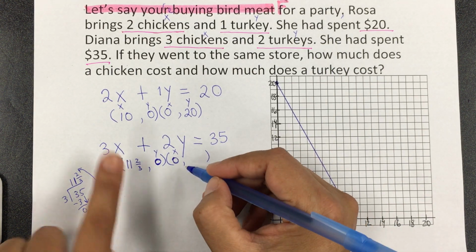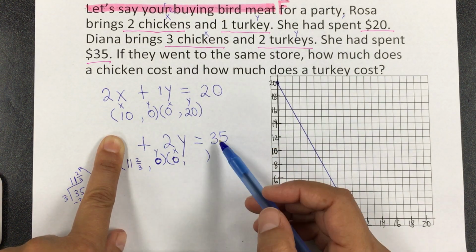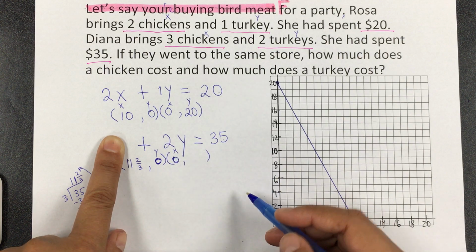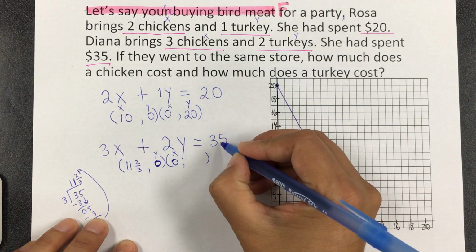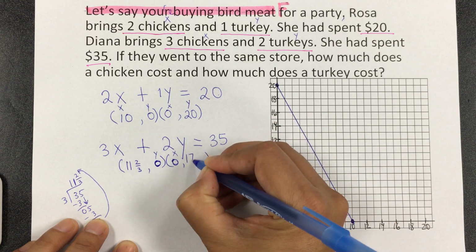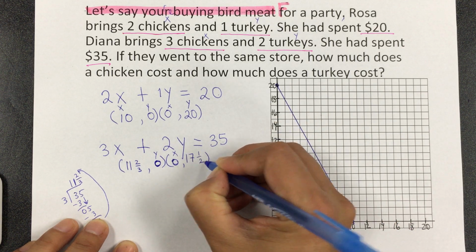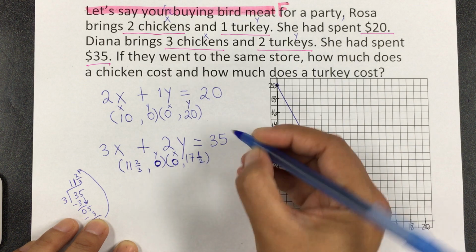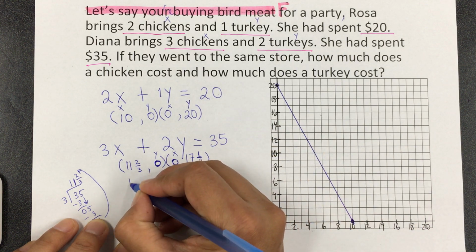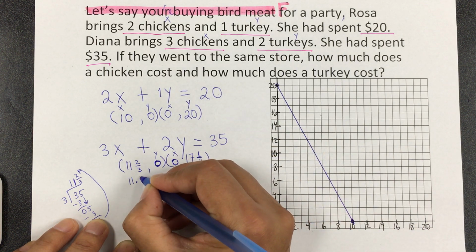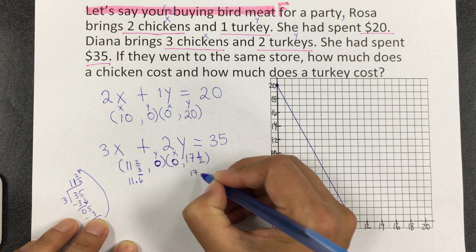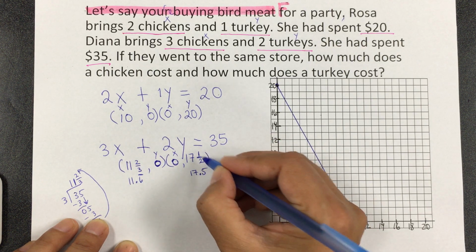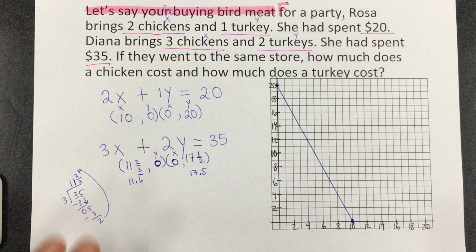Now, if x is 0, that disappears, and then I divide 35 by 2. When you're dividing by 2, it just means half of that. So half of 35 is 17 and 1/2. If you prefer decimals, this will be 11.666666 forever, and this will be 17.5. Whichever you prefer, fraction or decimal, they're both perfectly fine for me.